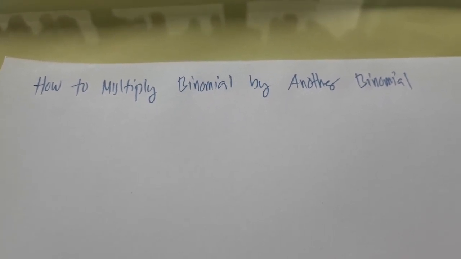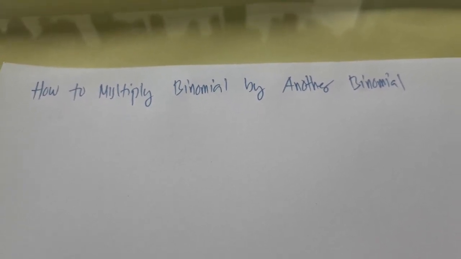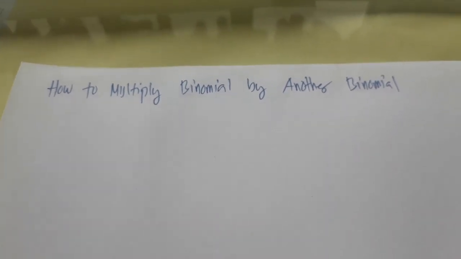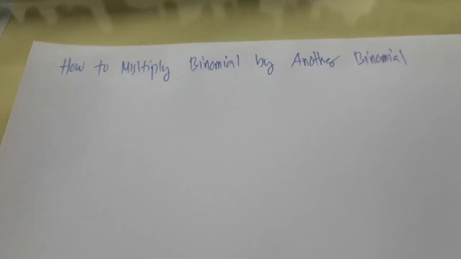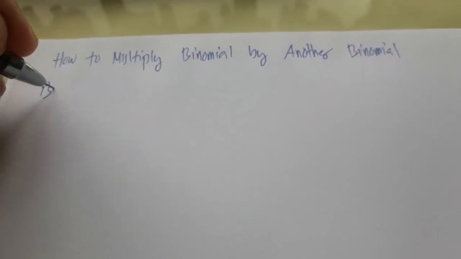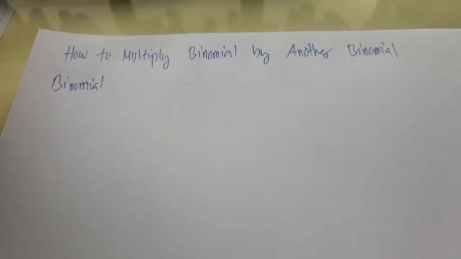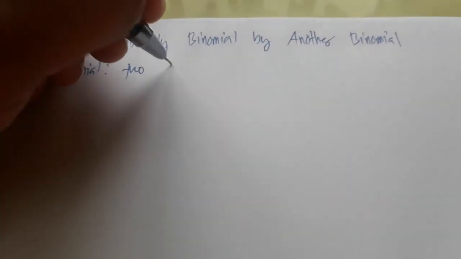Today, let me introduce to you how to multiply a binomial by another binomial. We know that a binomial is a mathematical expression that has two terms. So in algebra, specifically, a binomial has two terms.